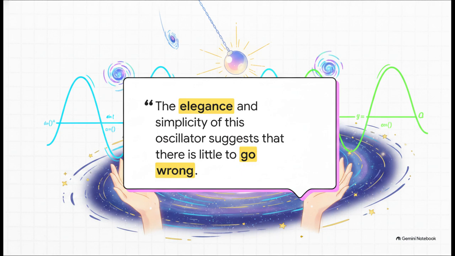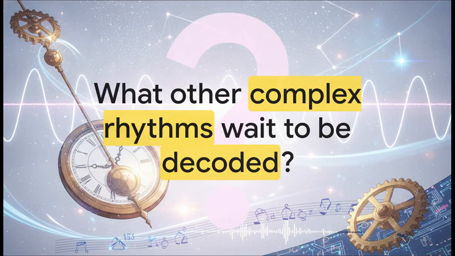To quote the text directly, the elegance and simplicity of this oscillator suggest that there is little to go wrong with it. The oscillatory energy and the forces that shuttle it between its potential and kinetic forms are provided by gravity. Honestly, it is deeply fascinating how these dense, complex trigonometric equations ultimately describe something so profoundly elegant, stable, and fundamentally simple. Which leaves us with this final thought for you to chew on. If these incredibly simple mathematical rules perfectly govern the majestic swing of a clock, what other complex rhythms of the universe are just waiting out there to be decoded?